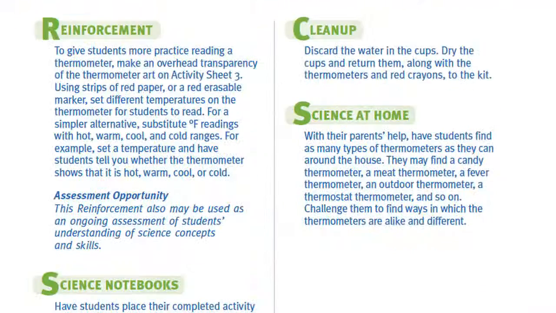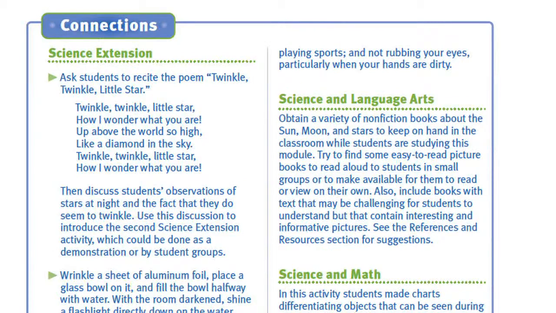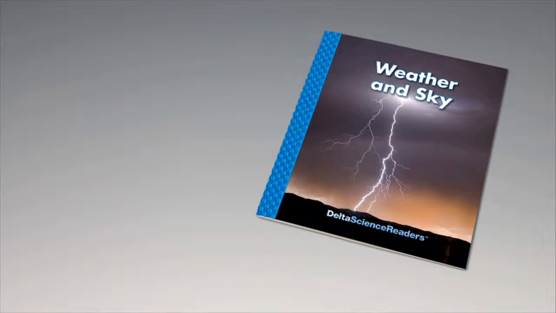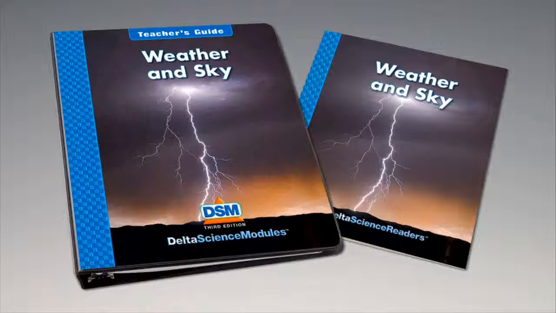Finally, tell students that in Activity 8, Living Things and Seasons, they will find out about how plants and animals may change when the seasons change. To conclude the activity, leave the My Favorite Season chart posted for reinforcement during Activity 8. For science background, reinforcement activities, curriculum connections, and information about the Delta Science Reader, please consult your DSM Teacher's Guide.